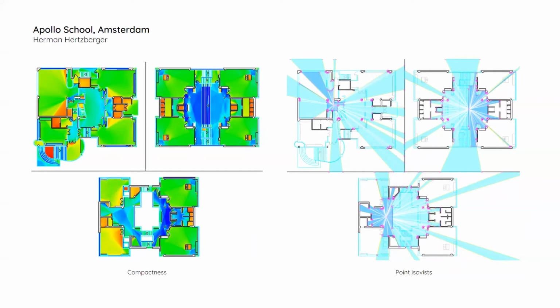The point isovist from the central common space on the ground floor offers much more visibility towards the classroom spaces than that of the other two floors. That is, the classrooms on the first floor and the second floor offer much more privacy.